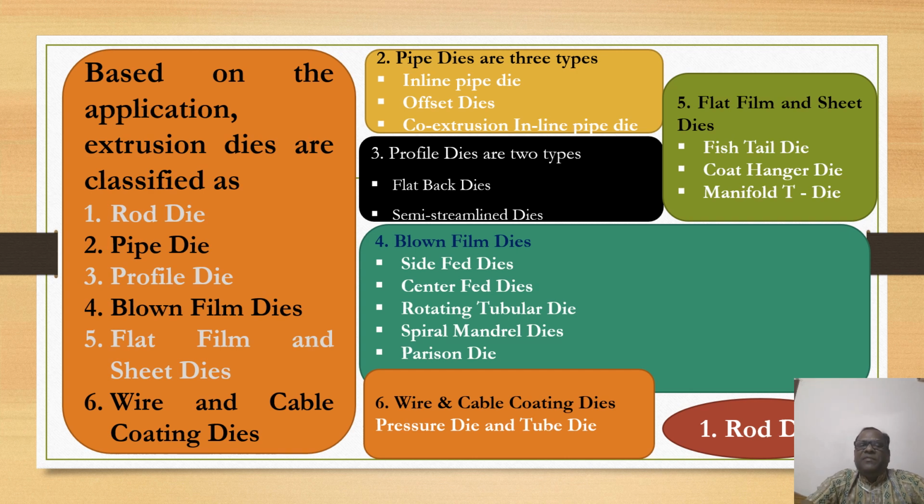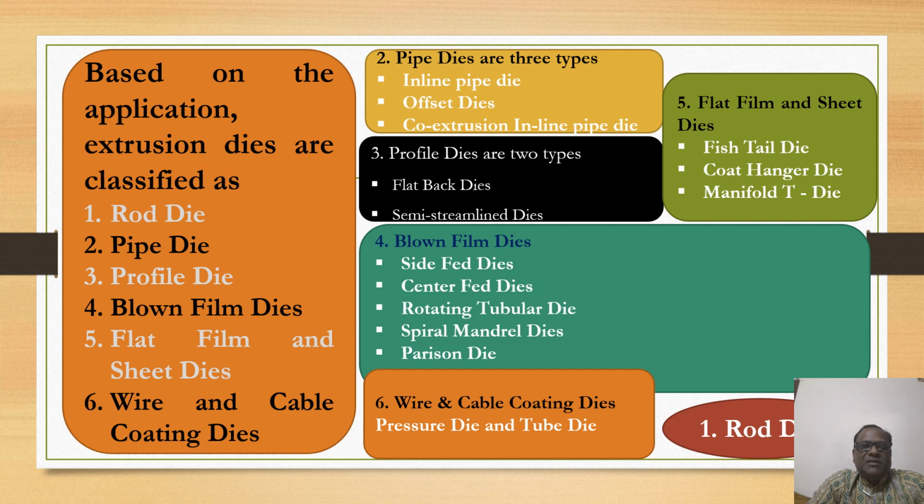One is fish tail die. Second one is coat hanger die, and the third one is manifold T design die. So based on design, these flat film and sheet dies are classified into 3: fish tail die, coat hanger die, and T design die or manifold T die.